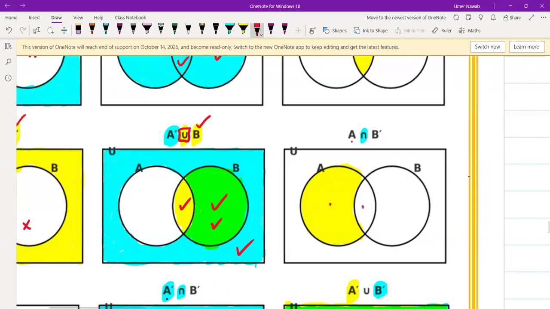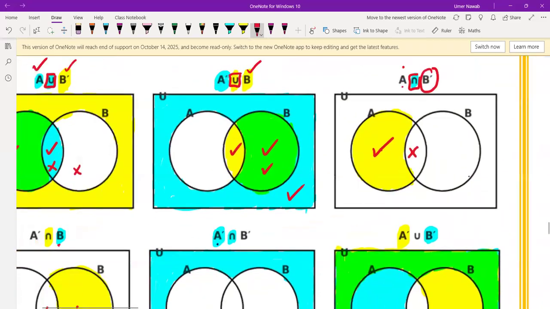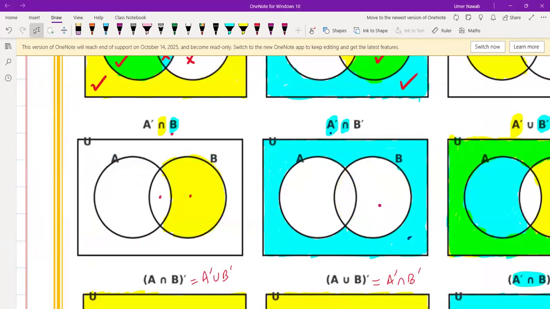I have shaded this. Now intersection, we have to use a dot technique. So I put two dots, one outside of B and one inside of B within the circle A. So is he looking for outside of B? So I will go only with this one, and I'm not going to take this part because the cross part is coming in B.